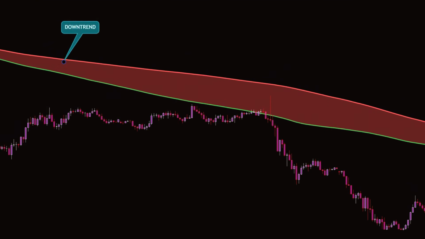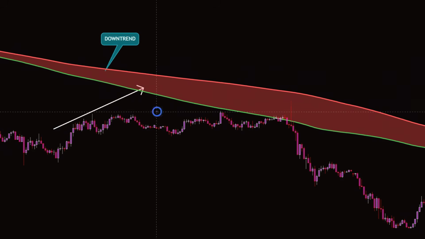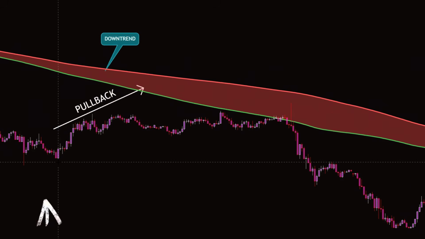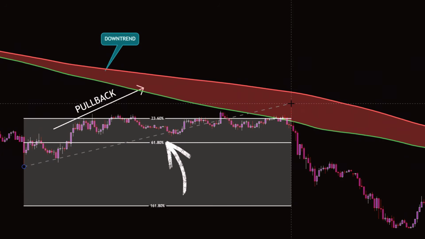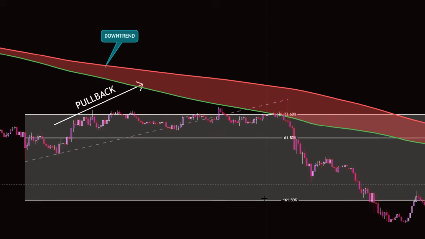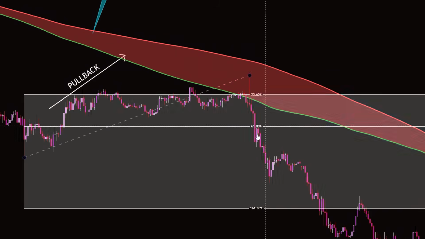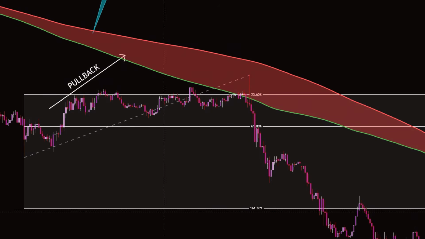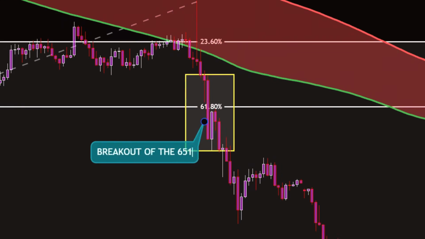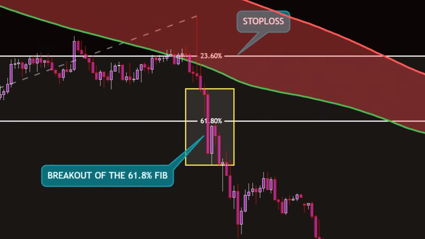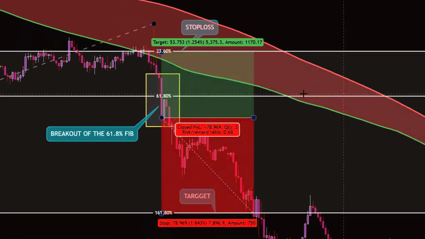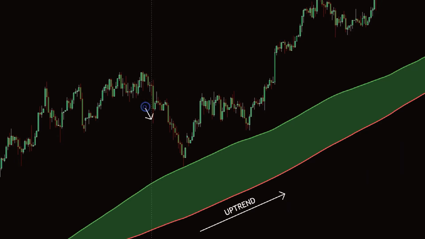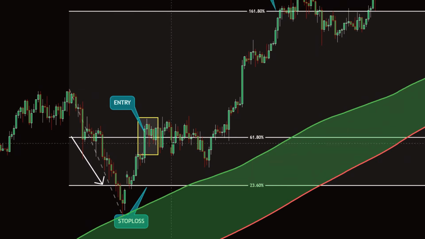Say price is in a downtrend and pulls back into the red cloud. That's your correction. Drag your Fibonacci tool from the swing low of that correction up to the swing high, and boom, 3 levels appear. Price breaks below the 61.8% level. That's your sell entry. 23.6% becomes your stop loss and 161.8% is your target. Flip it for a buy during an uptrend correction.